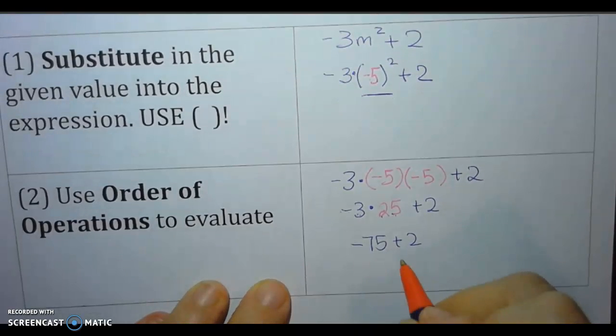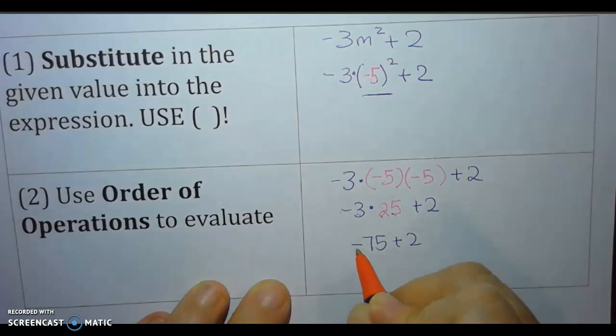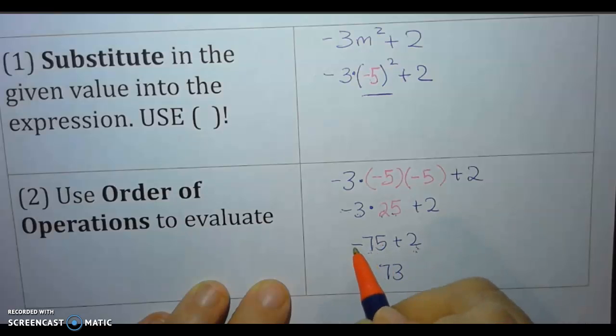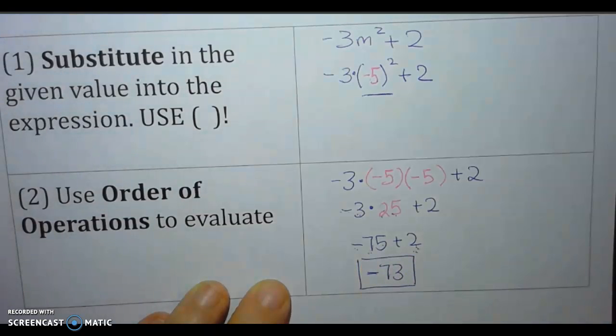Negative 75 plus 2: you're adding two numbers with opposite signs. So that means we need to find the difference. 75 minus 2 is 73. What's the bigger number? 75 is a bigger number than 2, and it has a negative sign to it. So the answer is negative 73.